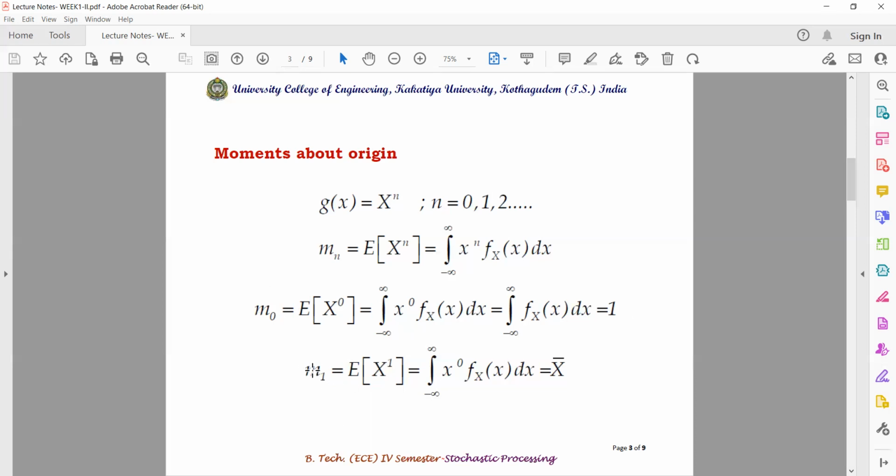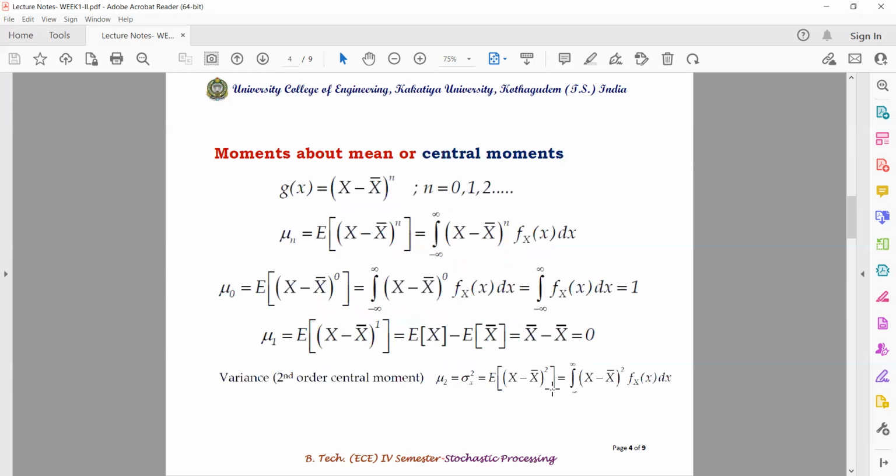Second one is m suffix 1, the first order moment. First order moment is equal to expectation of x power n, which is equal to the integral from minus infinity to plus infinity of x fx of x dx. We have seen this on the previous slide. So it is x bar, the mean of the random variable capital X. M1, the first order moment about origin, is called x bar, the mean.